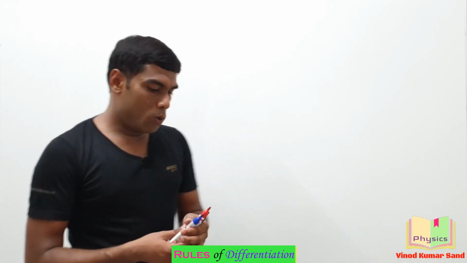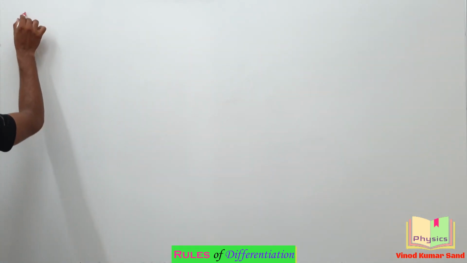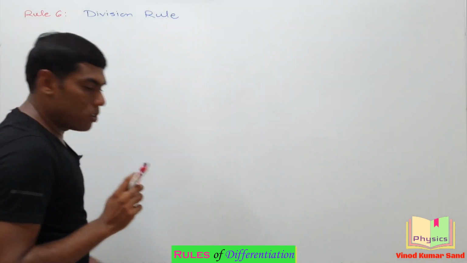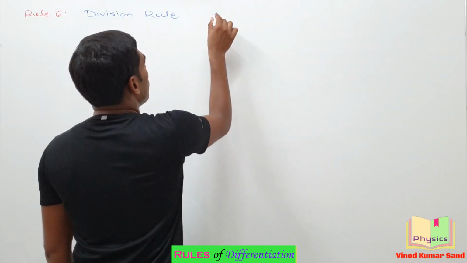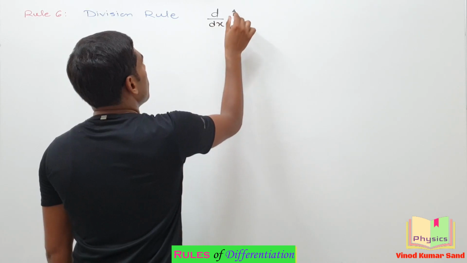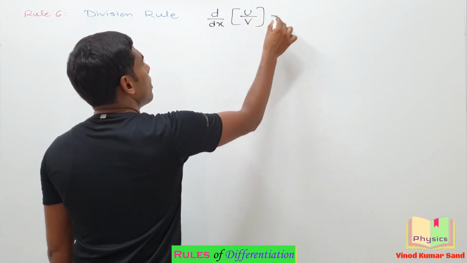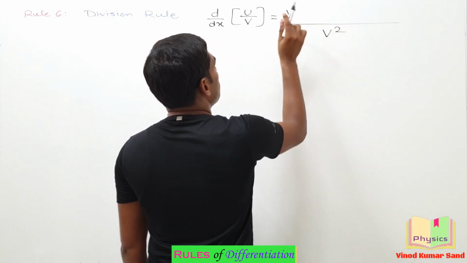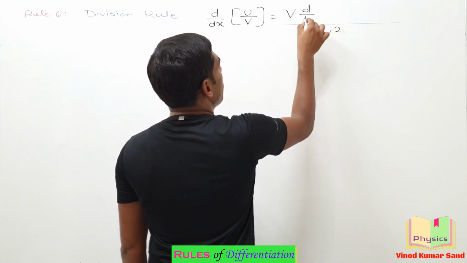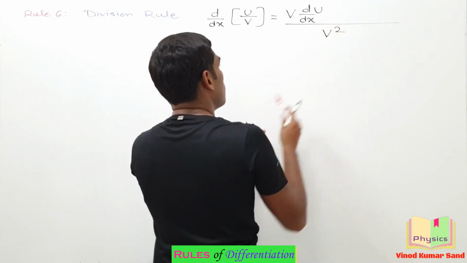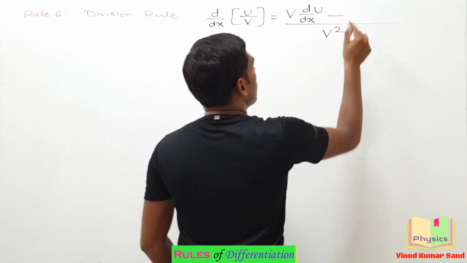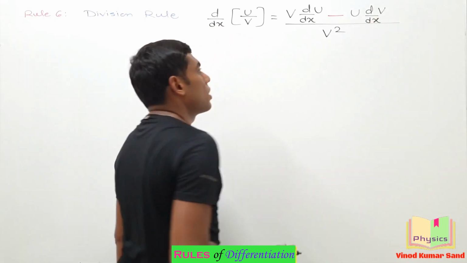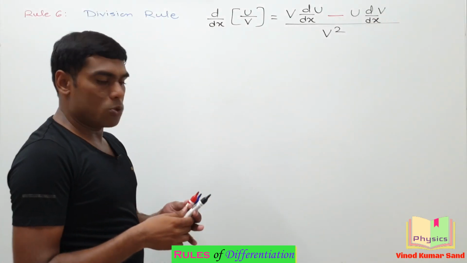Now taking up rule number 6, the division rule. This is also an important rule. If we have d by dx of u by v, then it will be solved as v square, keep the v again, and d by dx of u. Then there will be a negative sign, keep the u and d by dx of v. In this manner we have to solve the things.